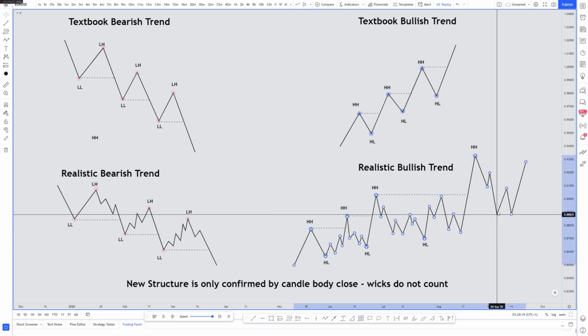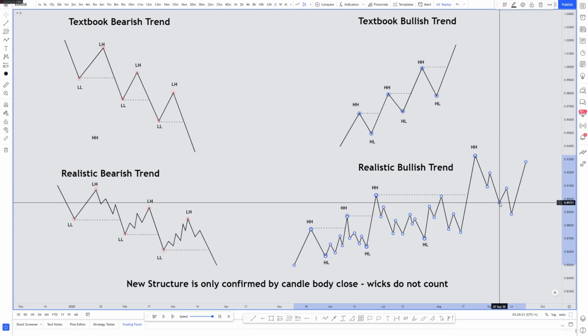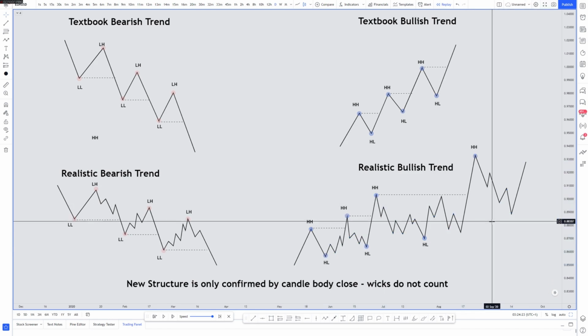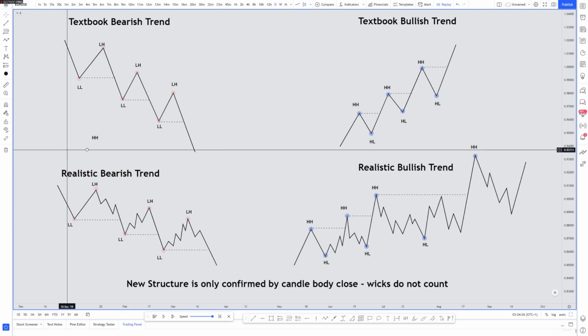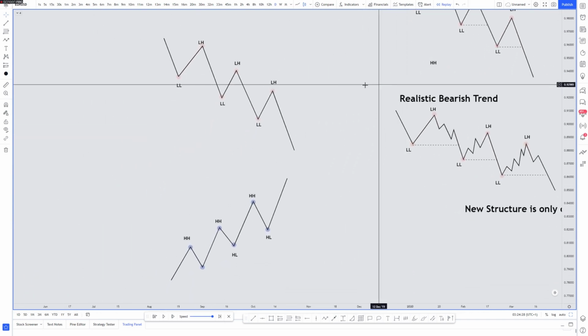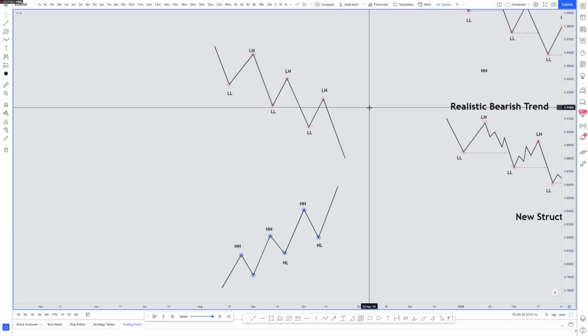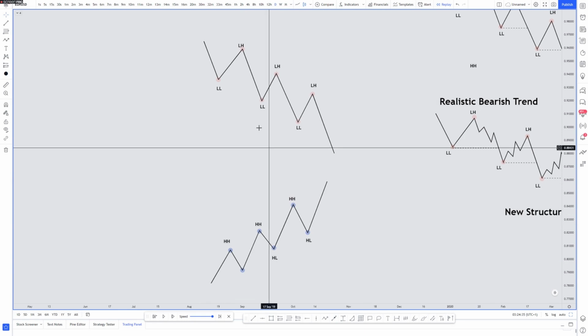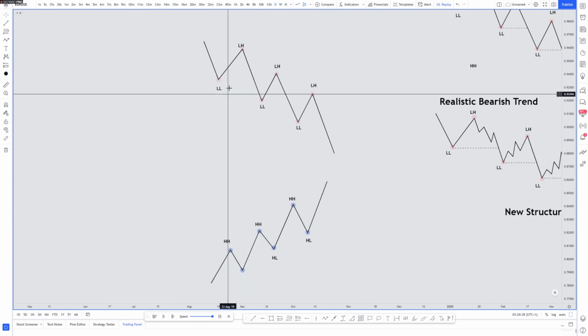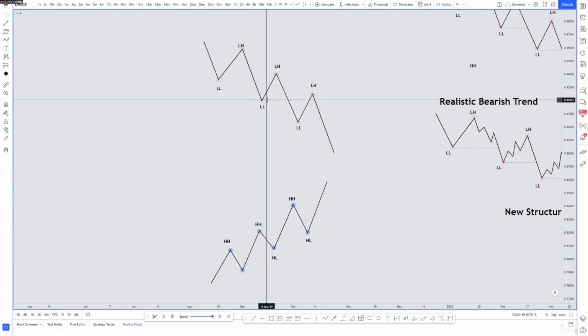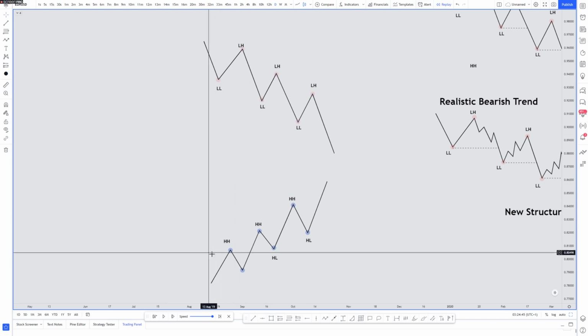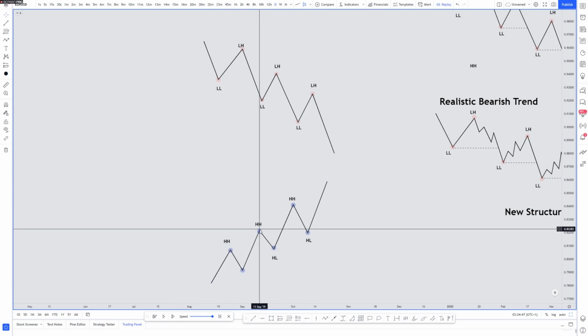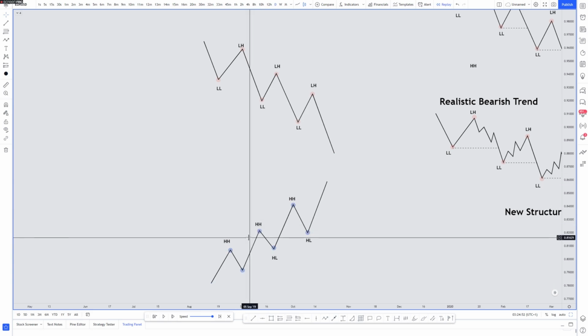Now, something I want to talk about too is a confirmed trend versus an unconfirmed trend and a trend reversal. So we have the same textbook scenario here as you had over on the right. Bearish trend, and we have a bullish trend. For a bearish trend to be confirmed, we need two lows. One low, two low. This trend is now confirmed bearish. For a bullish trend to be confirmed, we need two highs. One high, two high. This trend is now confirmed. As soon as you have 2 points of structure, the trend is confirmed.